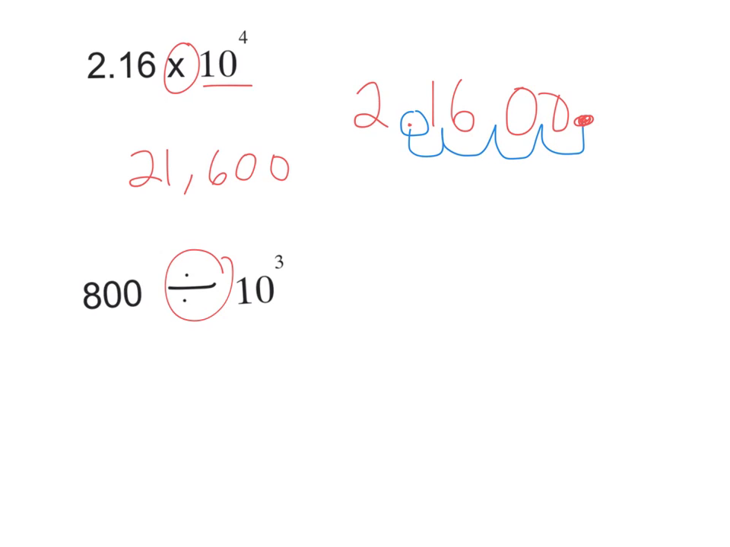When we're doing division, what direction do we move the decimal point? Danielle? To the left. And if I'm dividing by 10 to the 3rd power, how many spots do I need to move that decimal point to the left? Danielle? 3 spots to the left.